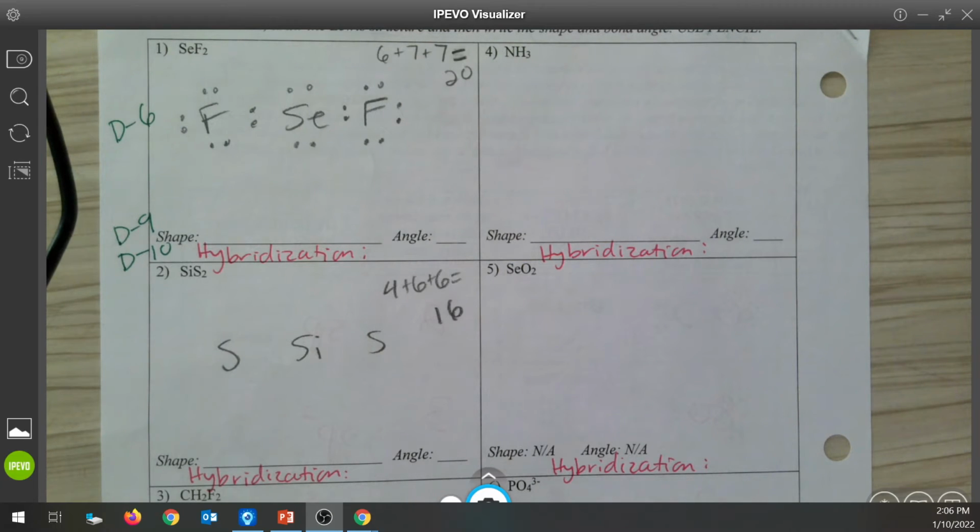Oh, you forgot the charge. Remember, -3 means what? Oh, okay. It's gain 3 more electrons. Don't forget brackets for number 6.